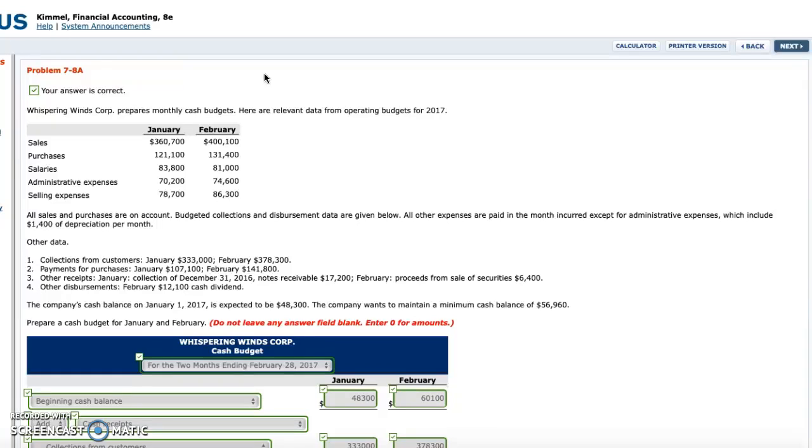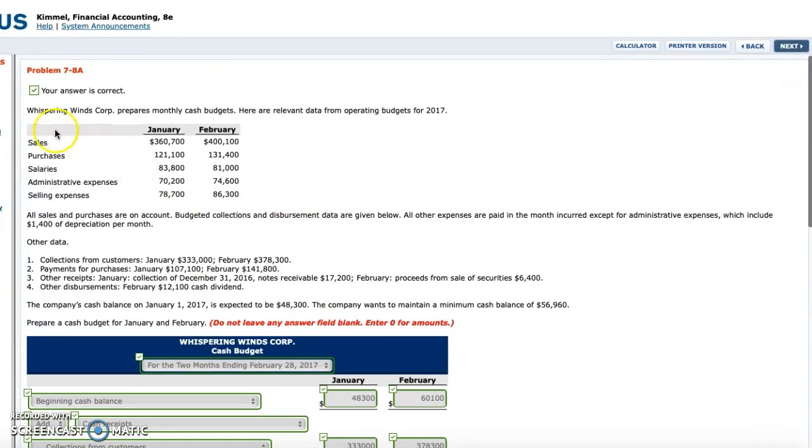It looks like we've already got somebody else who's posted how to do this problem, but I signed up for this as well. So to get the credit for the class, I'm going to do the problem as well. So the question is problem 7-8A. It says my answer is correct. I've already gone through and filled in all the blanks.